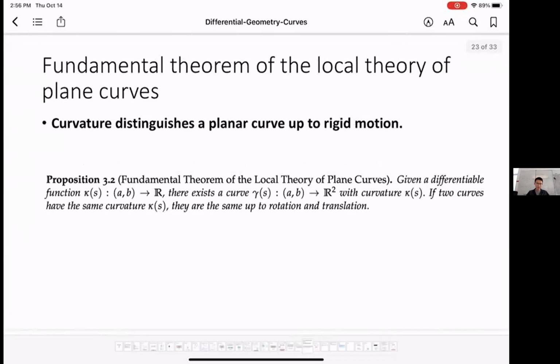Bringing this all together, we get this very nice theorem called the fundamental theorem of the local theory of plane curves. A very long name, but what it is describing is actually very short, very intuitive, very easy to summarize in one short sentence. It's saying that if I know the curvature, then I know my curve. The curvature distinguishes a planar curve up to a rigid motion.